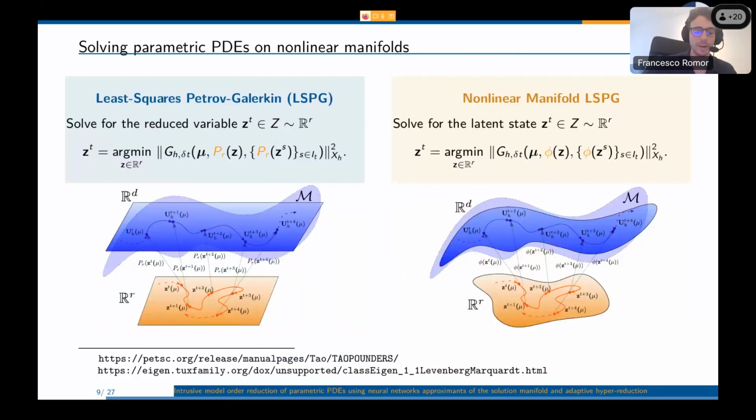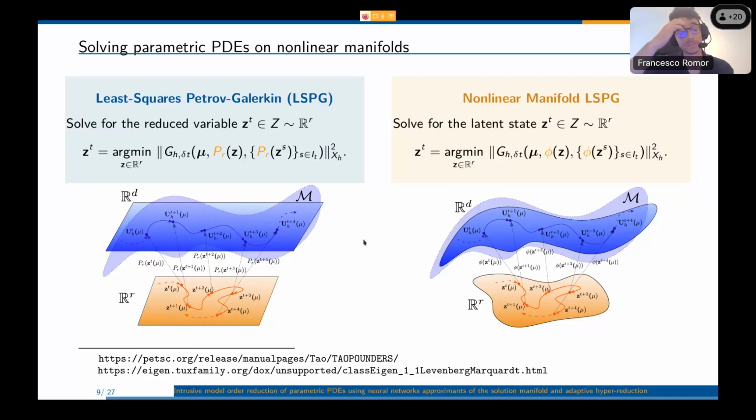If you want to think about it graphically, you have on the left side a plane, which is our vector space spanned by the eigenmodes of SVD that approximates this kind of nonlinear manifold, while you can see that dynamics is evolved in the latent space and only in the end reconstructed on the solution manifold. While on the right, you want to approximate your solution manifold with a nonlinear approximant map.